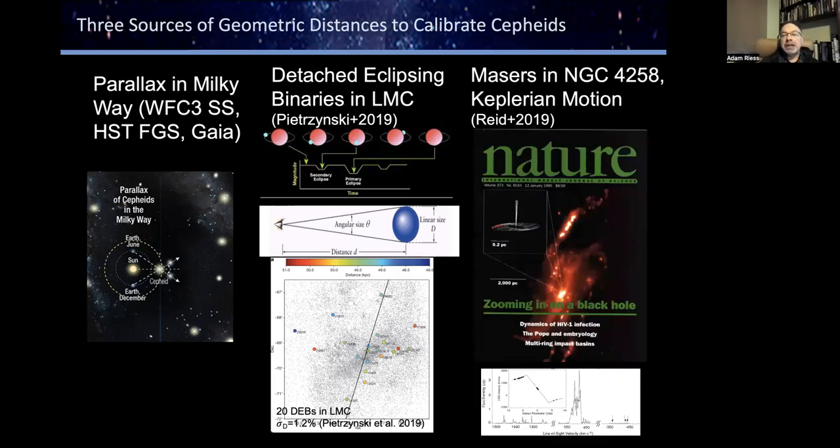geometrically measure the distance to the Large Magellanic Cloud. And a third method that's very powerful is to measure water masers in Keplerian motion around a supermassive black hole in another galaxy, NGC 4258, and use that to calibrate the Cepheids in that galaxy.